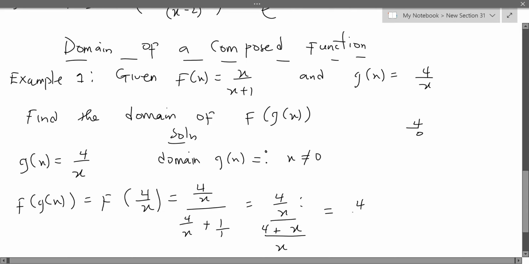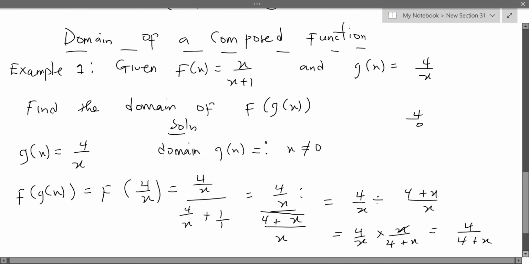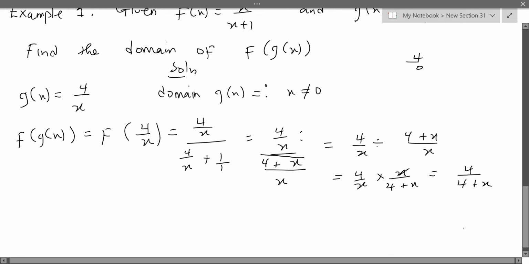So now this is divide. So you write it as divide, then you get (4 plus x) over x. So you know what we'll do there. You change that division to times, then you get 4 plus x. So this will give birth to 4 over 4 plus x, which is the final result. So we just have f of g of x now to be equal to 4 over 4 plus x.